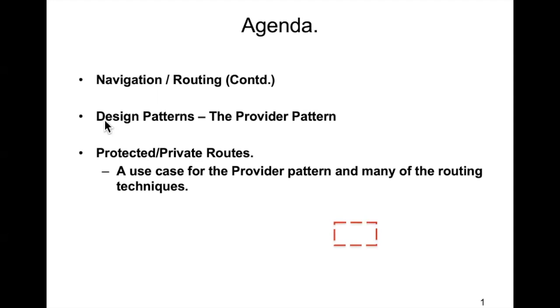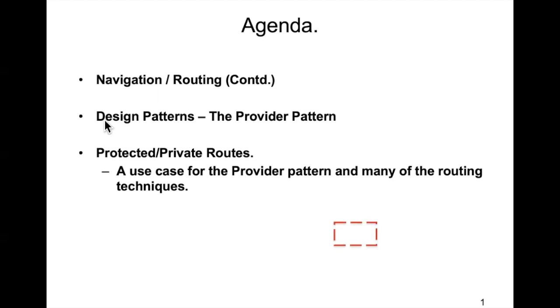The last bullet point there, protected or private routes, that's a use case for both what we've been looking at in relation to navigation and design patterns, and in particular this provider pattern that we're going to look at today. It's a very common use case.